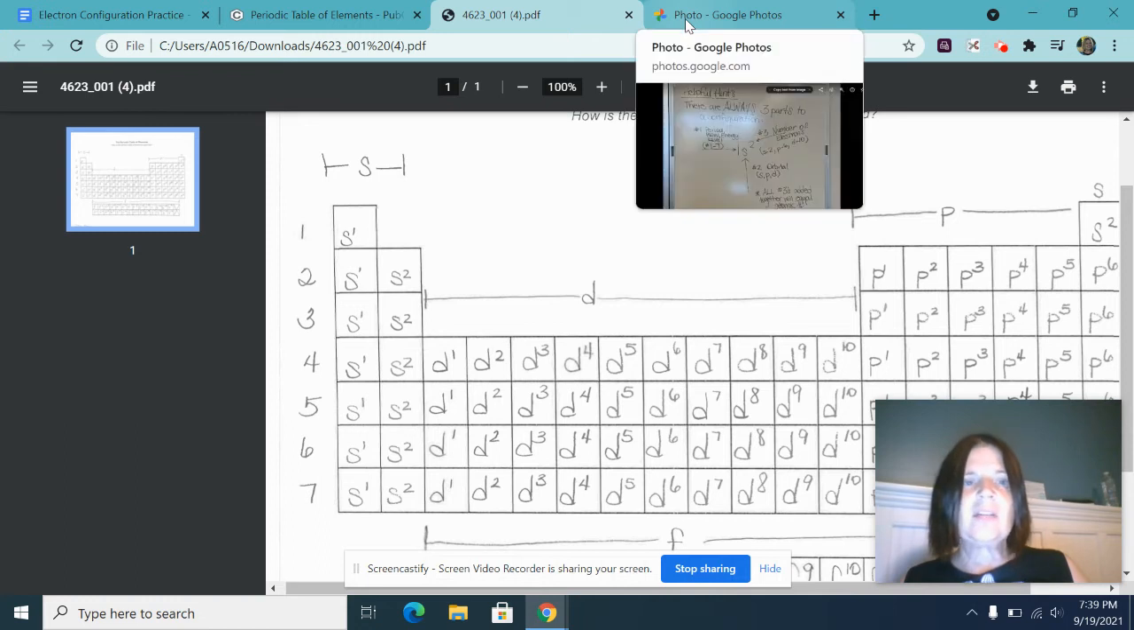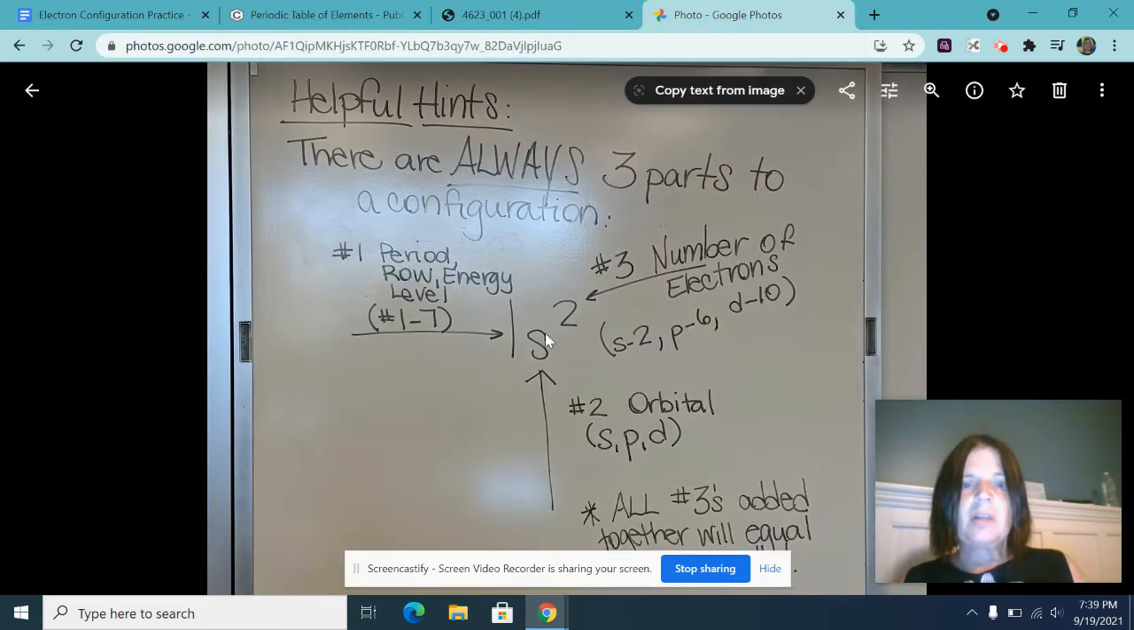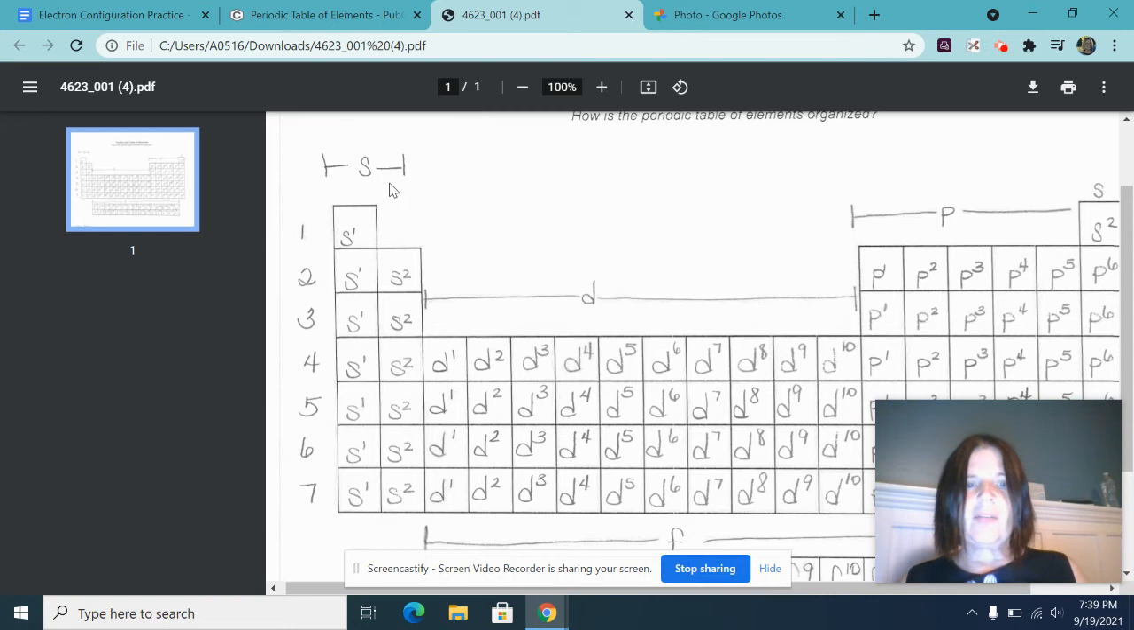The second part is always a letter that tells us what orbital we're in. Because we are not focusing on F, that letter is either going to be S if we are on the far left, P if we are on the far right, or D if we are in the center. That relates to where on the periodic table we are: far left is S, far right is P, and in the center is D.